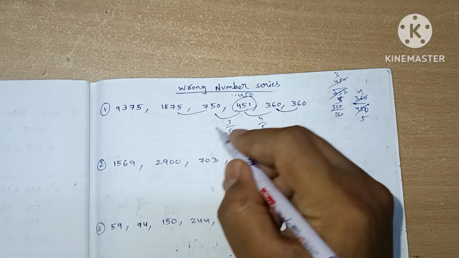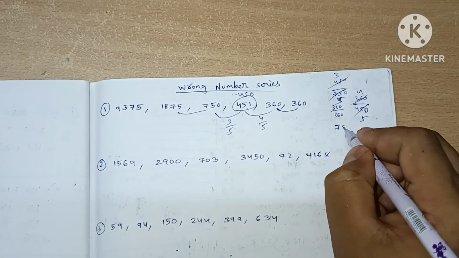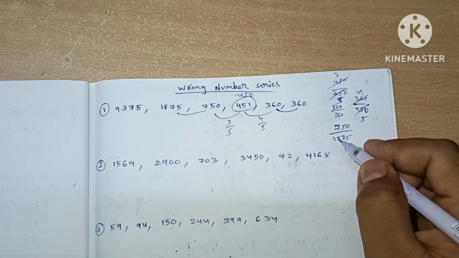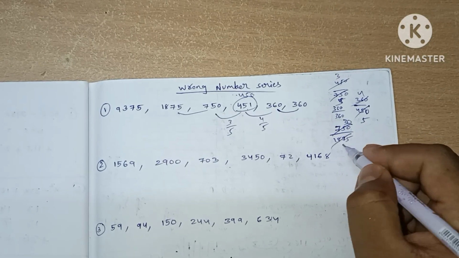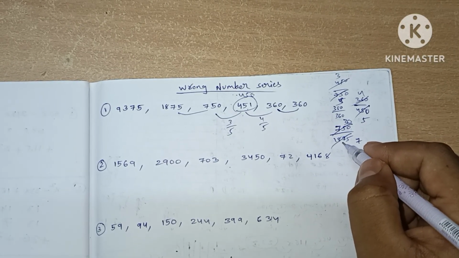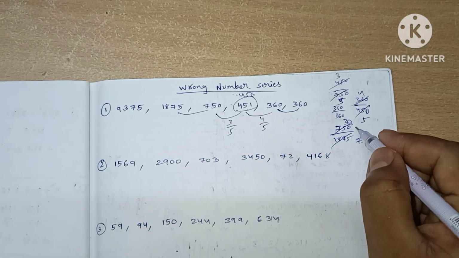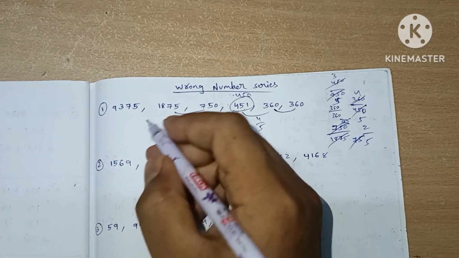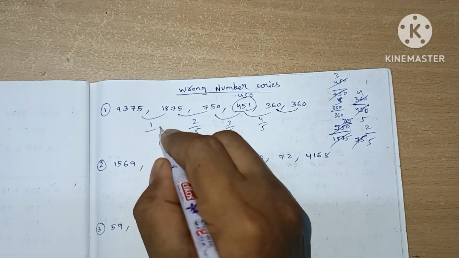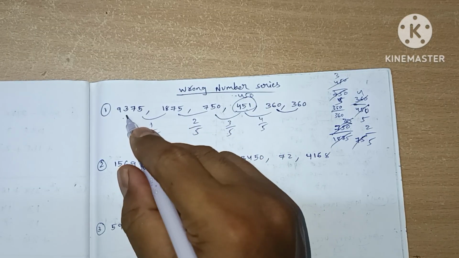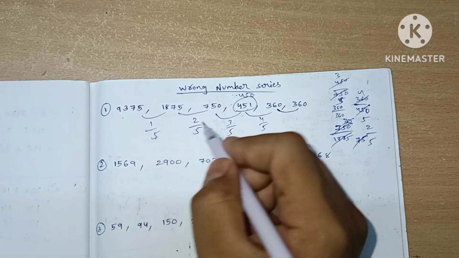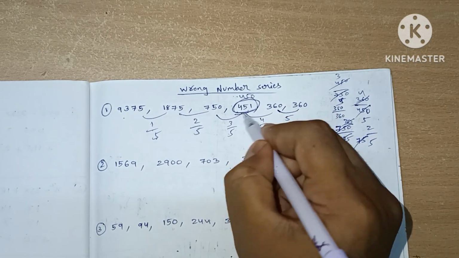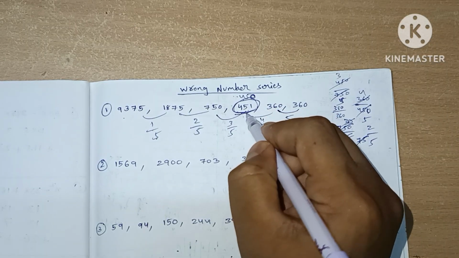Let's see this one. 750 divided by 1875. This will be 25 30 times, 25 7 times 175, and 125 means 5 times. So 5, 15 2 times, and 15 5 times. So we got 2 by 5. So this is 2 by 5. So it must be 1 by 5. So this is 1 by 5, 2 by 5, 3 by 5, 4 by 5. This is 5 by 5. So our wrong number will be this one. We need to write 450 instead of 451.